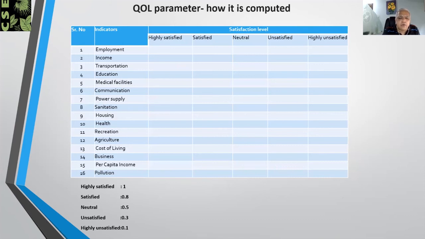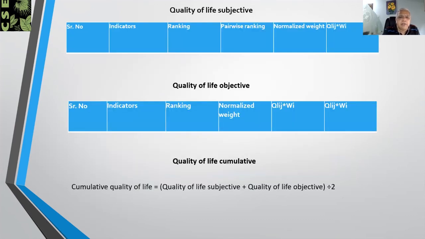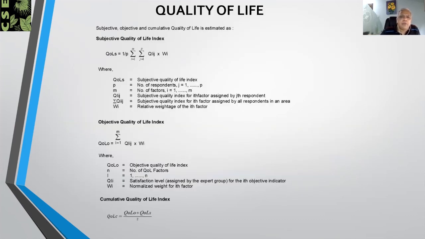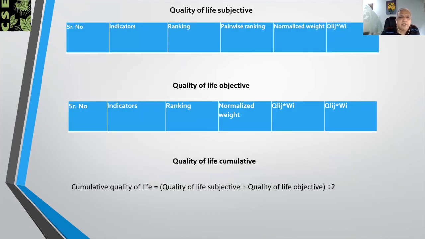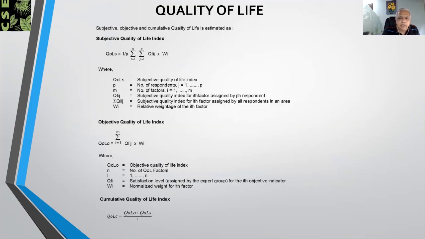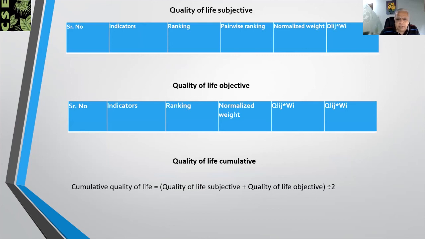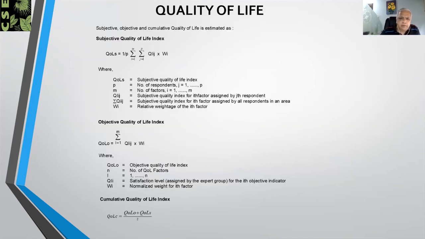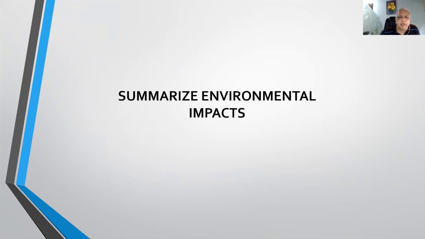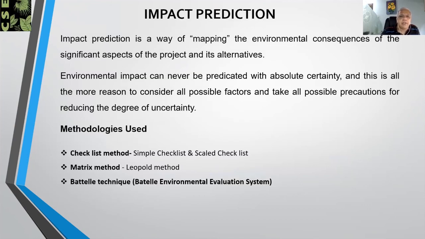A score of one is given in case of highly satisfied, and from there, two objective and subjective quality of life determinant parameters are determined, and the cumulative quality of life is determined as the subjective quality of life plus the objective quality of life divided by 2. These are the detailed computations.